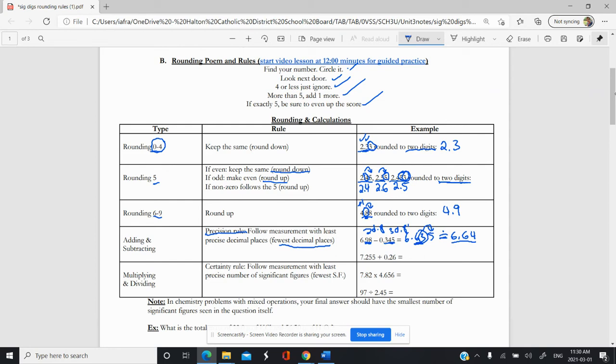So you can try this one, pause the video and try it yourself. But we're adding this time, and it's the same rule as the subtracting rule. We want to look for the fewest number of decimal places. Here we have 3, here we have 2, so we know our final answer needs to have 2.